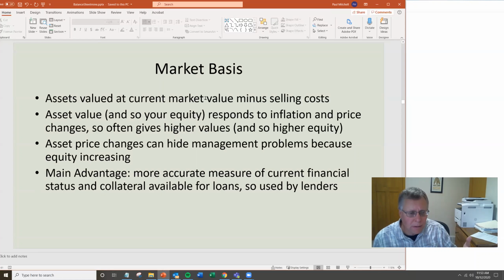And so it gives you an accurate value of the business and the collateral available for loans. It's used by lenders, but it's also subject to market pressures and fluctuations, and it can hide your problems as a manager. Your equity can be going up because your land value is going up, not because you're making money as retained earnings. So equity keeps increasing, but you're actually a poor manager. That can happen, and when you're using a market basis balance sheet, you miss that.